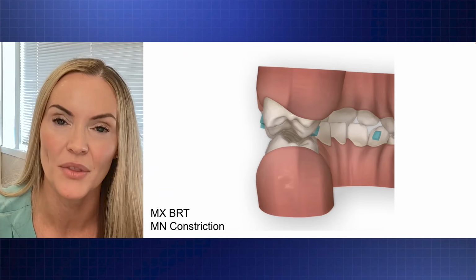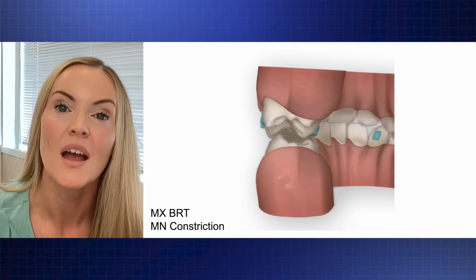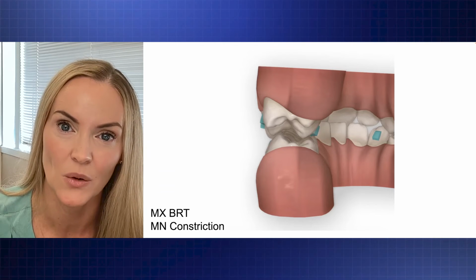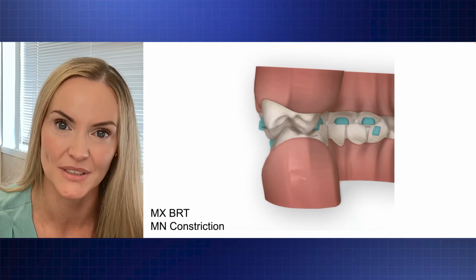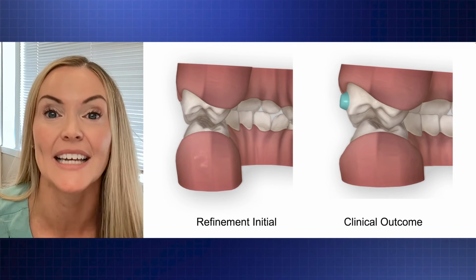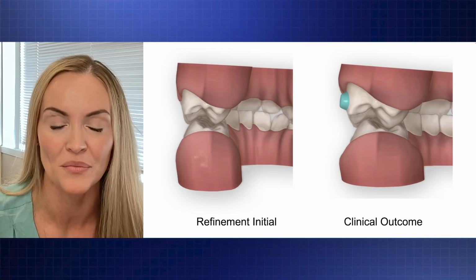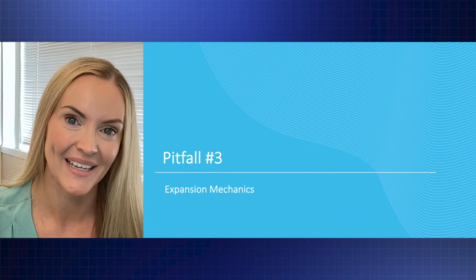As a result, the way that I recovered, I placed an attachment on the buccal and the lingual. I performed a little bit of constriction on the lower arch, and I added more torque in the upper arch. As a result of that movement, my clinical outcome showed I was able to get that second molar settled back in. Pitfall number 3, expansion mechanics.